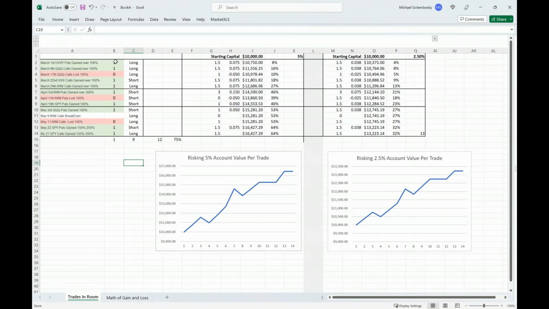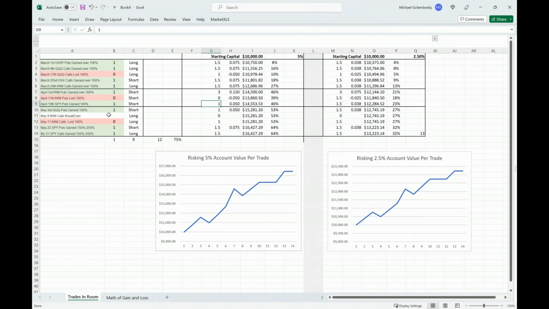We started March out with 5 trades. We had 1 loss and 4 winners. These trades were all out. They all exited about 150%, which you can see here, and the losers 100%. This trade was an ending diagonal trade, so it gained over 300%.